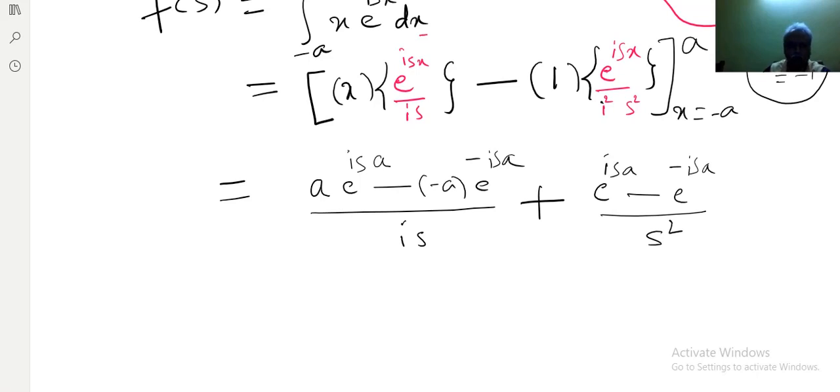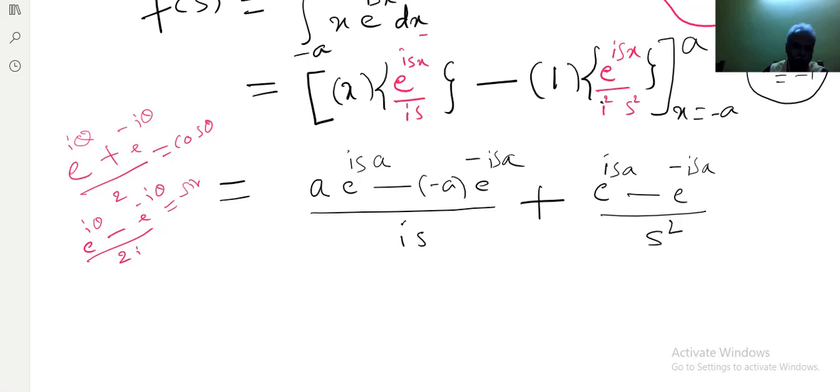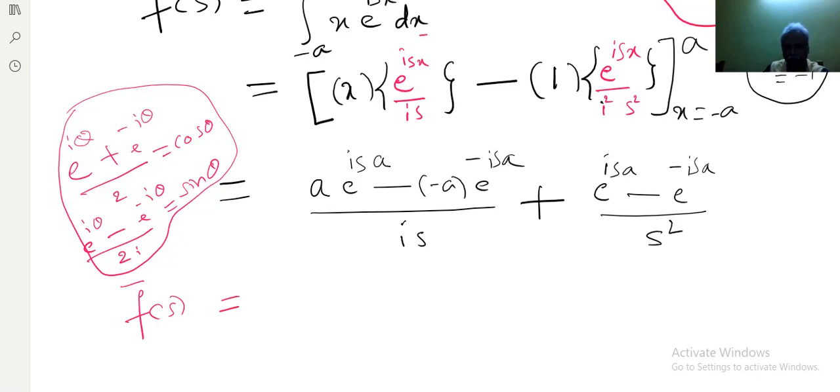Now again we are going to use a similar factor. In the last example we used e raised to i theta plus e raised to minus i theta divided by 2 is the cosine function of theta, and e raised to i theta minus e raised to minus i theta divided by 2i is the sine function of theta. So in almost every example we are using this basic. So let us continue our f bar s. If I start adjusting this, a we can take out. If you take a out, e raised to i theta plus e raised to minus i theta should be adjusted for the cosine function.